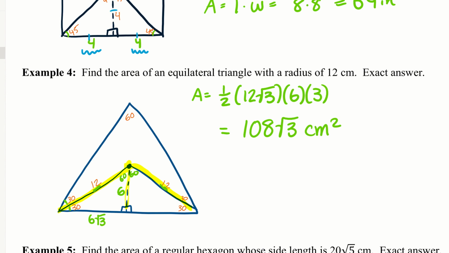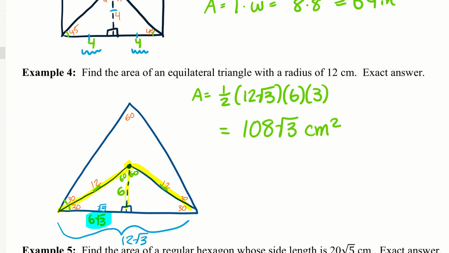So plugging that into my area formula, I have area is equal to 1/2 times my side length, which is going to be 12 root 3, since my scale factor was 6, and going across from 60, I have a root 3 right here. So this little side length is 6 root 3, this is 12 root 3. So I have 1/2, 12 root 3 is my base, times the height of my apothem, which is 6, and then times the number of sides of a triangle, which is 3, and that gives me 108 root 3 centimeters squared.